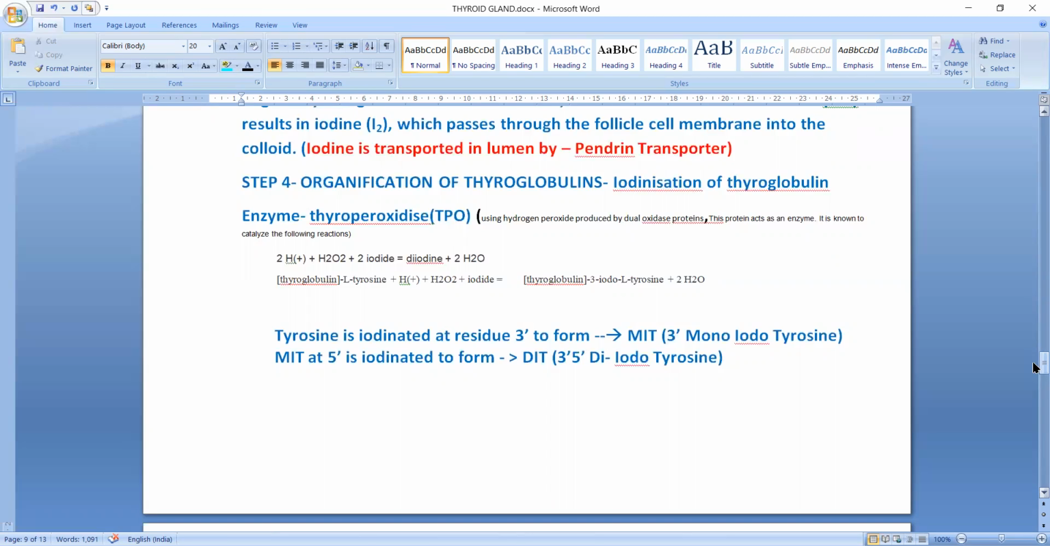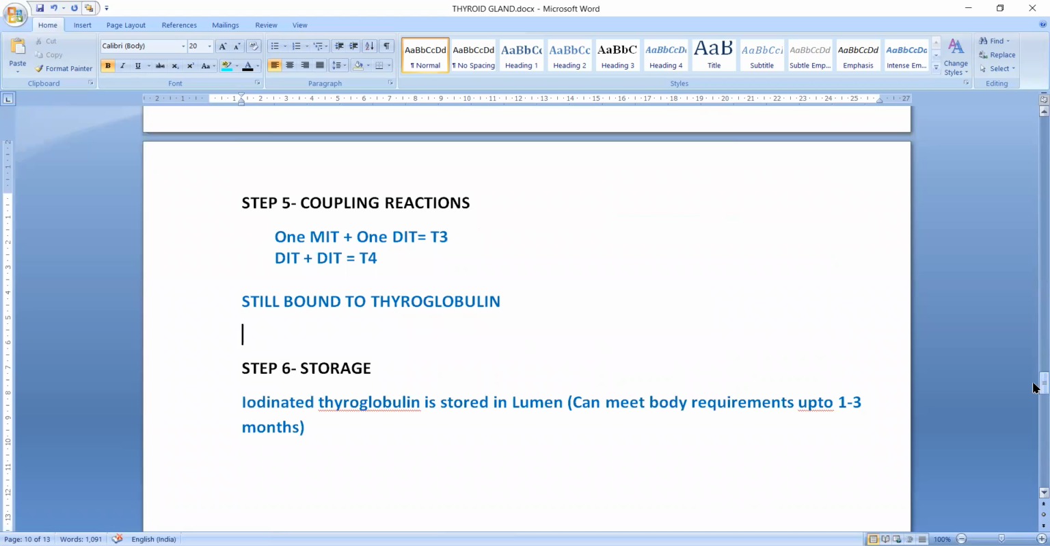If one iodide is attached, then it is called as monoiodotyrosine, and if two are attached, iodination is done at 3 and 5 both position, then it is diiodotyrosine. In the step 5, coupling of MIT and DIT will occur to produce T3, and if two molecules of DIT couple, then it will produce T4, which is still bound to thyroglobulin, and this thyroglobulin is stored in the lumen of the follicle cells and can meet body requirement up to 1 to 3 months. So this is how the hormone is stored. In the next lecture, we will see how these are secreted back into the blood.